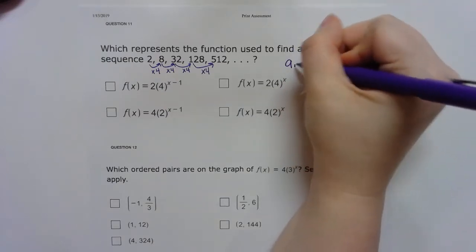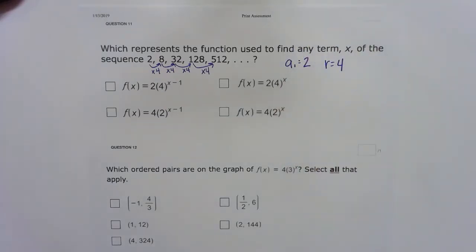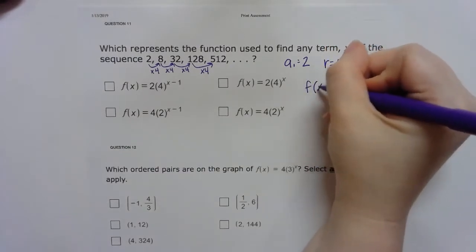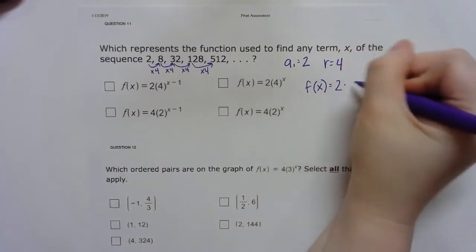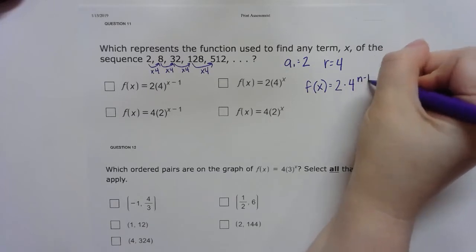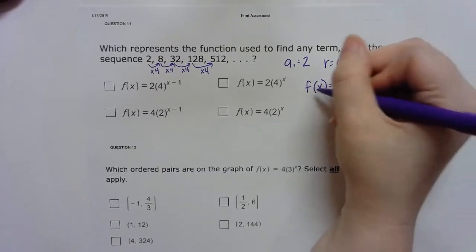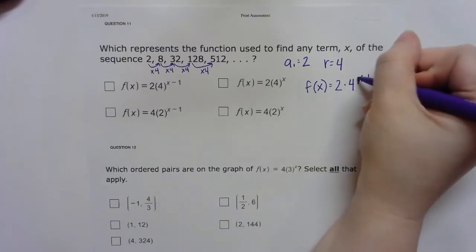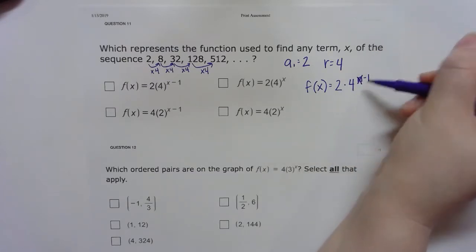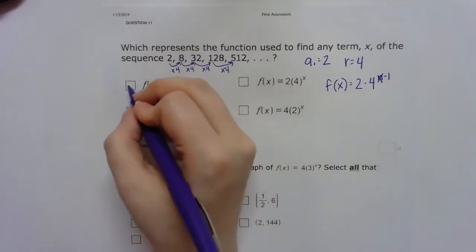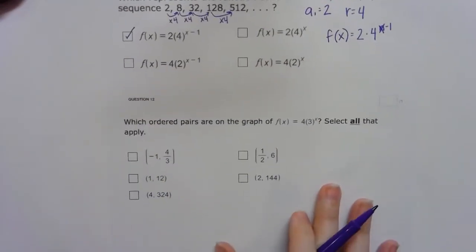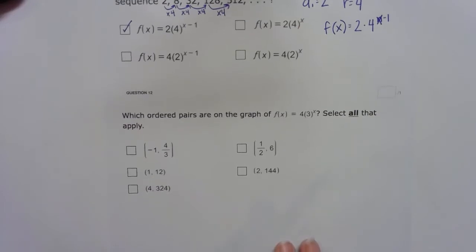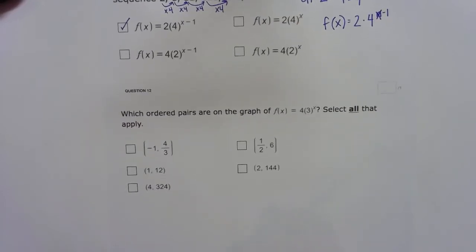My a sub 1, or my first term, is 2. So when I write my function, I have a sub 1 times r to the n minus 1. In this case, because it's f of x, we replace that n with x. So 2 times 4 to the x minus 1, which is this one. And then which ordered pairs are on the graph of f of x equals 4 times 3 to the x. So I could sub in each ordered pair to determine which one is true.